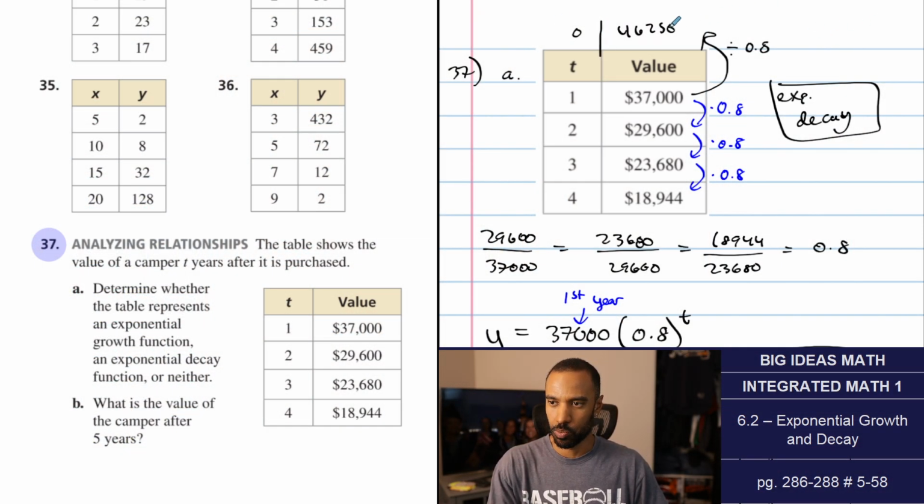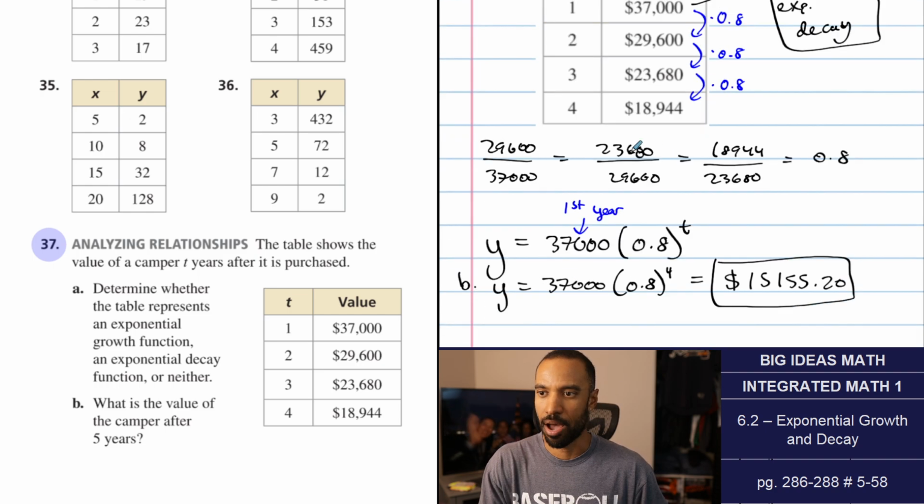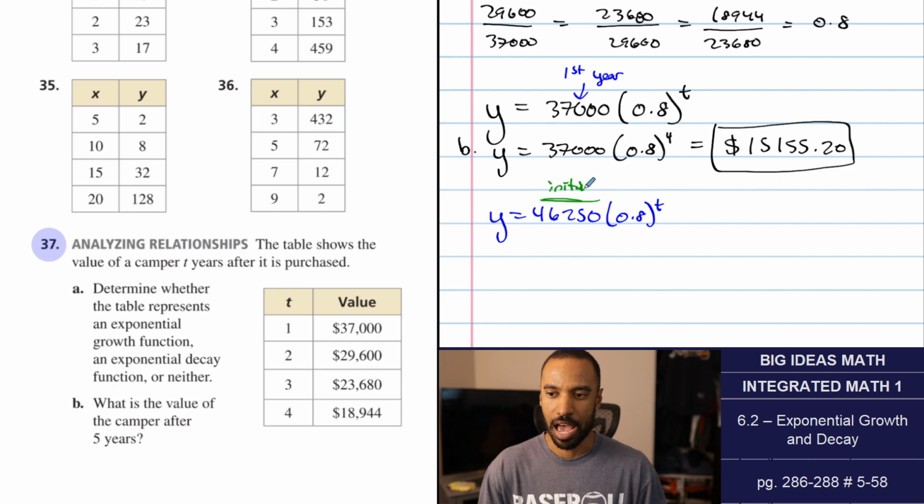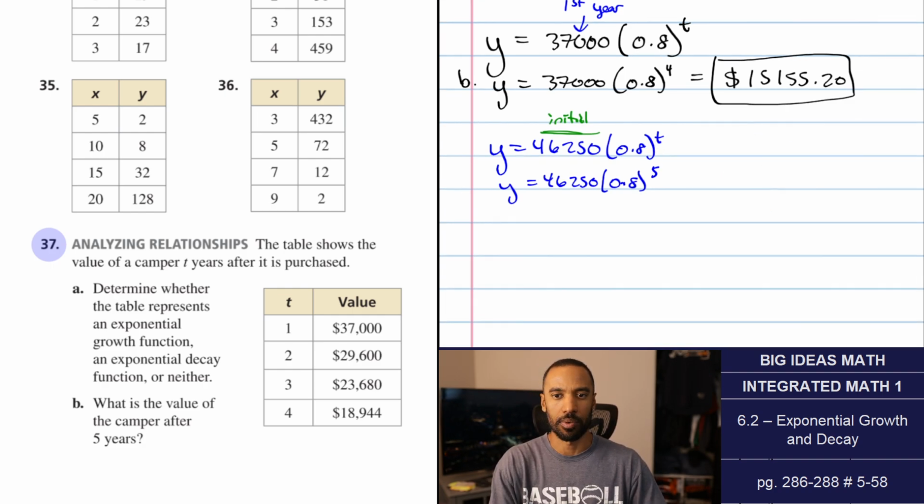So if I take this one here, I could write my model as y equals 46250 times 0.8 to the t power. This is the 0th year. This is initial amount or whatever. That way, 5 years later, you actually substitute 5 into there. And 46250 times 0.8 to the 5th power gives you what they give you. I'm willing to bet that's not what they wanted you to do for the situation. It's kind of your call.